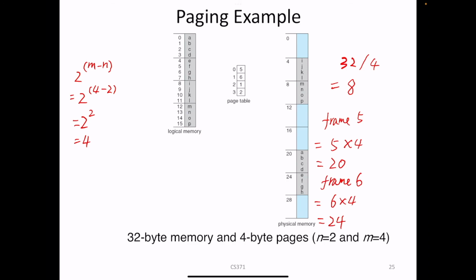When we locate the frame number in the physical memory address, we can use the frame number times the page size 4 to get the correct physical address. For example, the physical address for frame 5 equals 5 times 4, which equals 20. And frame 6 is 6 times 4 equals 24, and so on. The page offset is exactly the same in both the logical page and the physical frame.